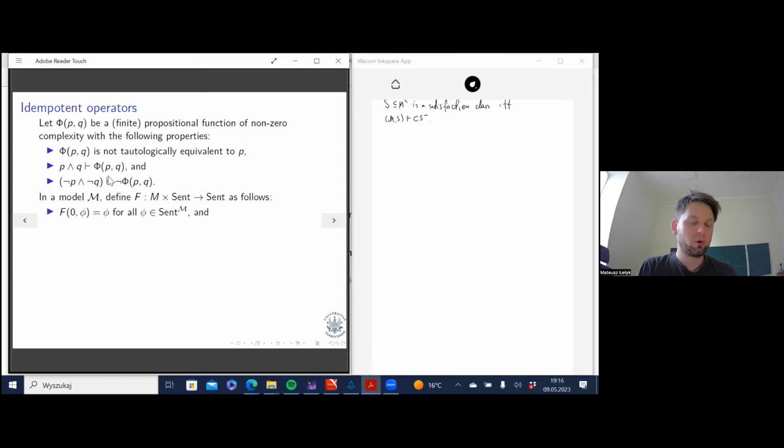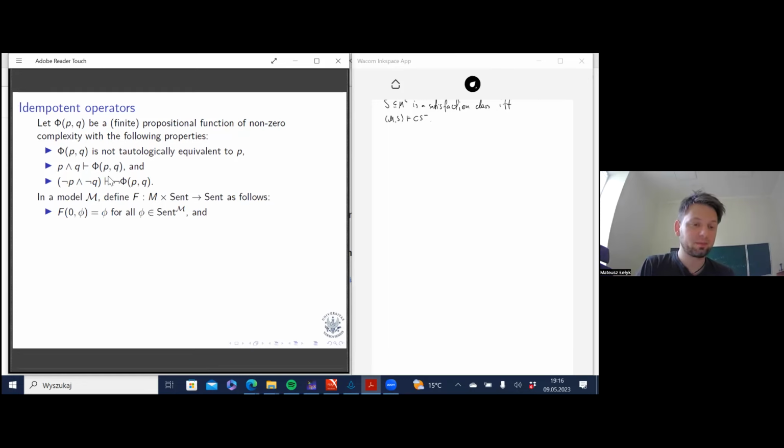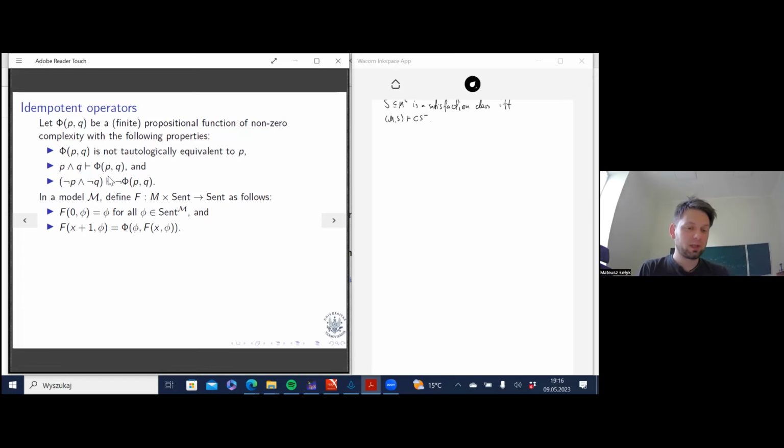Working in a model M of PA, let me define a function from M times the set of sentences to the set of sentences in the sense of the model as follows. f of 0 of phi is just equal to phi, and f of x plus 1 of phi is equal to phi of P Q with f of x phi substituted in.